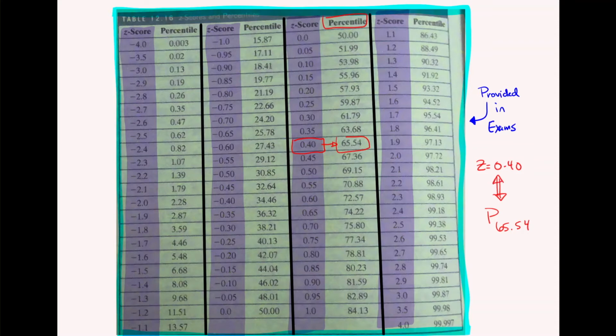So based on the z-score for a particular data value, and remember from a previous lesson, the z-score is the data value minus the mean divided by the standard deviation. So for any data value, if we know the mean and the standard deviation of the distribution, and it's normally distributed, then we can find the z-score. A z-score of 0.4 would mean that it is greater than 65.54% of all data values.